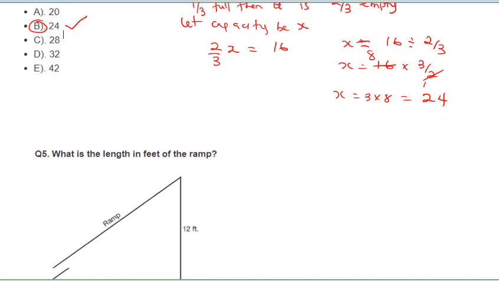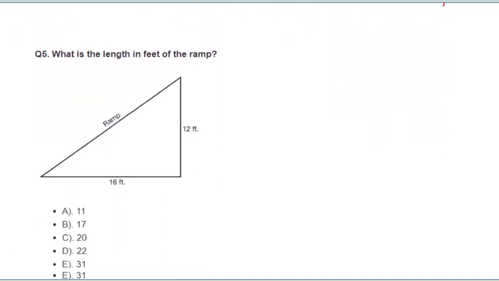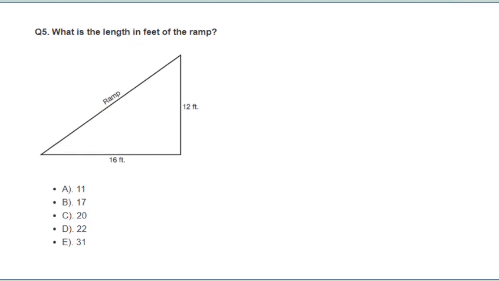The next question says, what is the length in feet of the ramp? Now all you just need to do is call here X and apply your Pythagoras theorem. That means X squared is going to be 12 squared plus 16 squared.